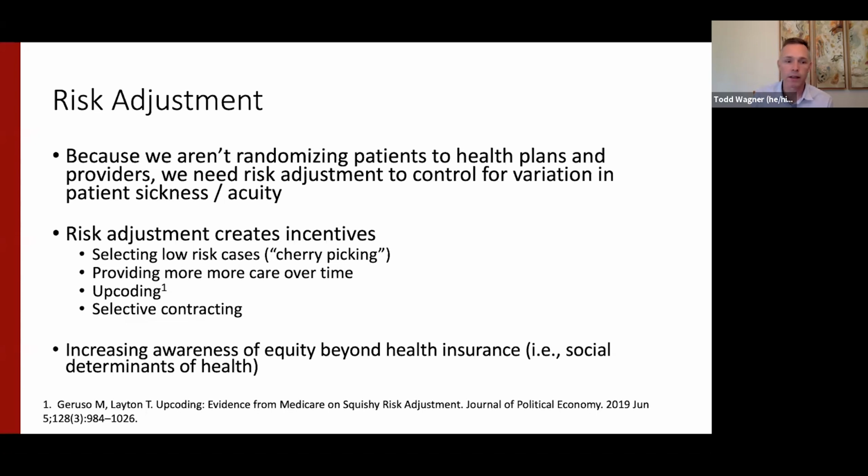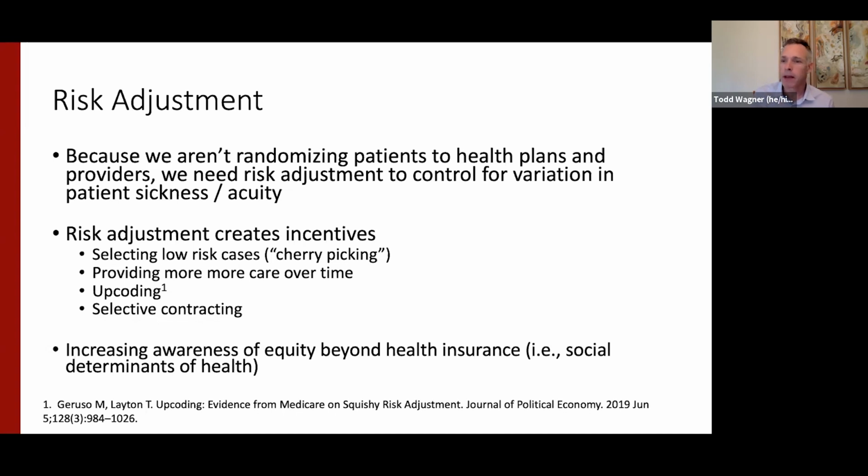But we also have to recognize that when you do so, risk adjustment creates its own set of incentives. So you might say, as a physician, I'm really interested in treating low acuity patients, what's known as cherry picking. We can create incentives for providing more care over time, or upcoding. And then there's this other issue of maybe we'll get in line with specific providers who provide specific types of care to specific patients, in selective contracting. And I'll talk a little bit about each of these as we get further along.